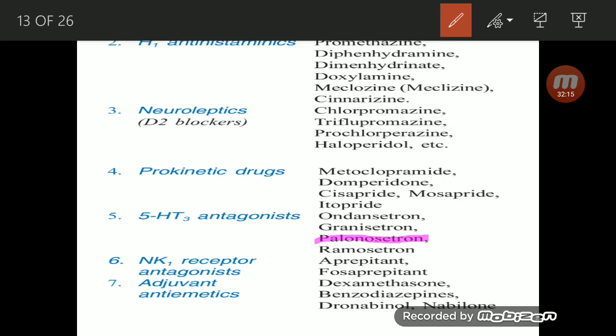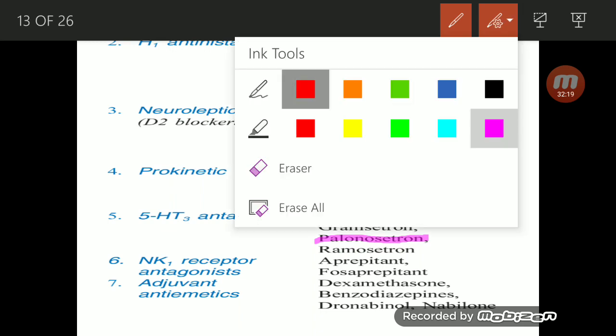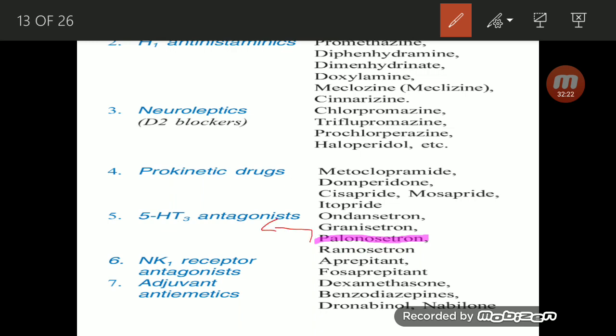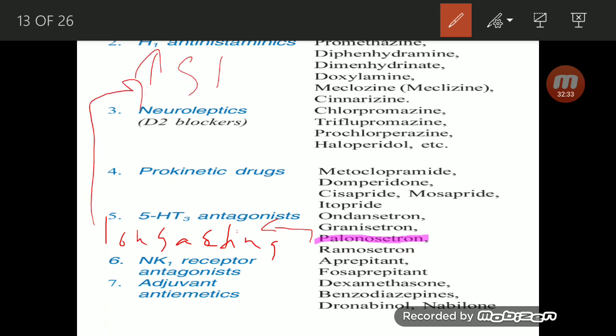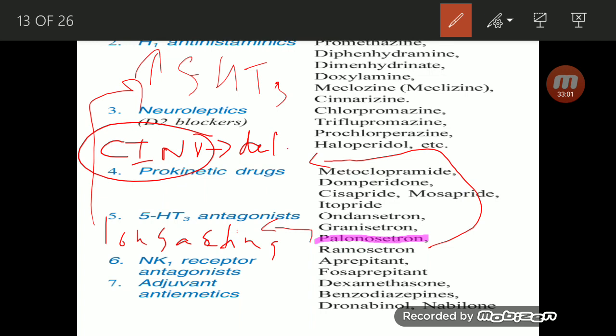Apart from that, there is one drug which is palonosetron. Compared to all your other drugs, palonosetron is a very long acting drug, and it has the highest affinity for your 5-HT3 receptors. Palonosetron is long acting and has a very high affinity for 5-HT3 receptors, and this is the only drug which is approved by your FDA for delayed chemotherapy induced nausea and vomiting.